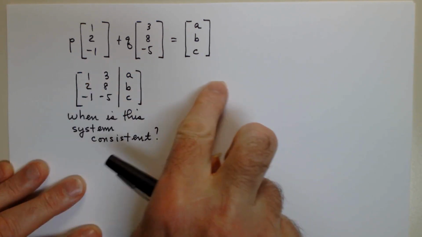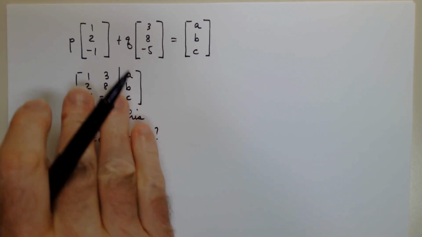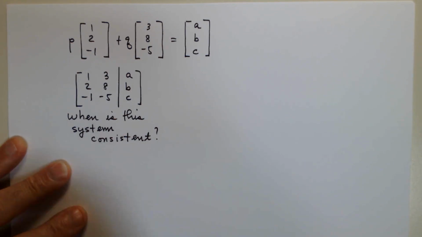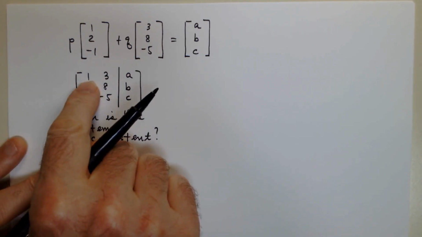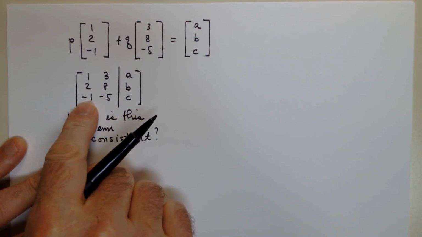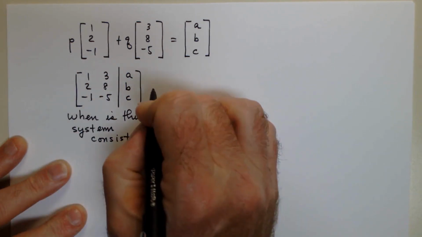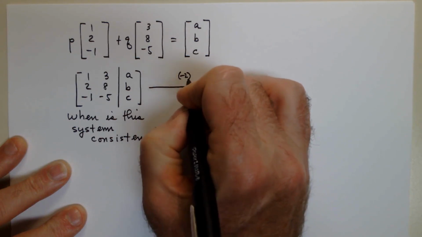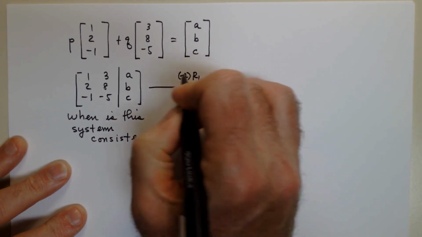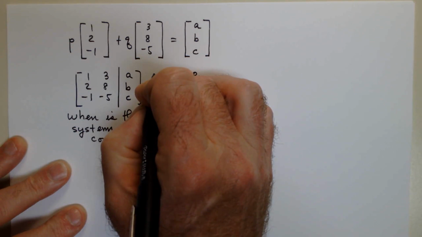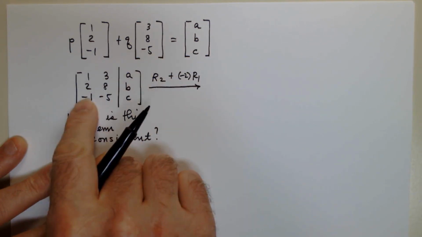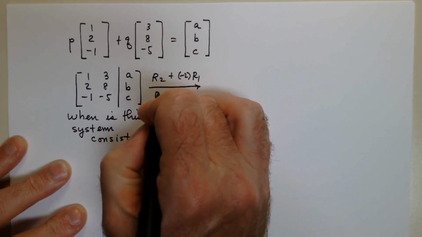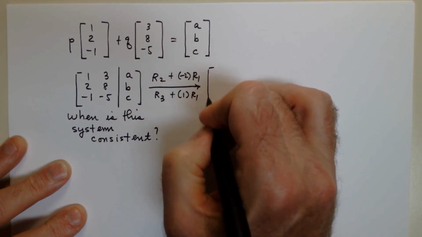Well, we just have to do elementary row operations until we get this into its reduced row echelon form. Let's work with this leading 1 to eliminate the 2 and the negative 1 that sit below it. So I'm going to do negative 2 times row 1 and add that on to row 2, and I'm going to do 1 times row 1 and add that on to row 3.